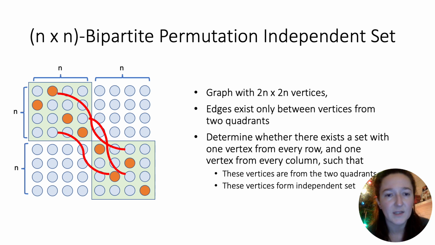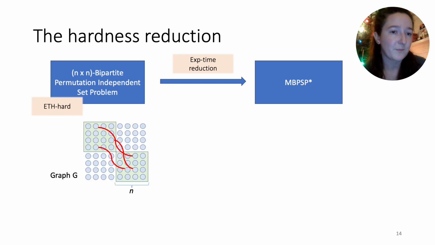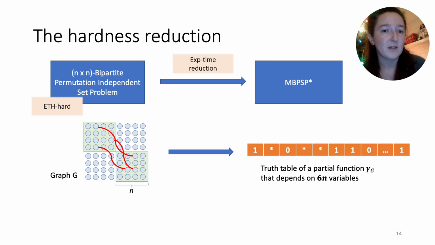Okay, so now back to our reduction. So we start with the instance of this problem. It's a graph, and based on this graph, we construct a partial truth table, which has 0s, 1s, and stars. And if the small quadrants of the input graph were of size little n, then our partial function will depend on 6n variables.